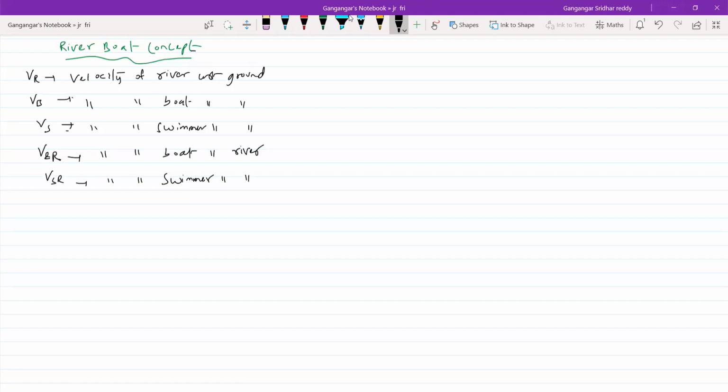Okay, these are the popular terms which I'll be using. VBR you already know, VAB is VA minus VB vector. So what is this entire concept? Velocity of swimmer with respect to river equals velocity of swimmer minus velocity of river. This topic is over. No need to bother, you can straight away go to numericals and start working. Apply relative velocity along X, along Y and work it out.